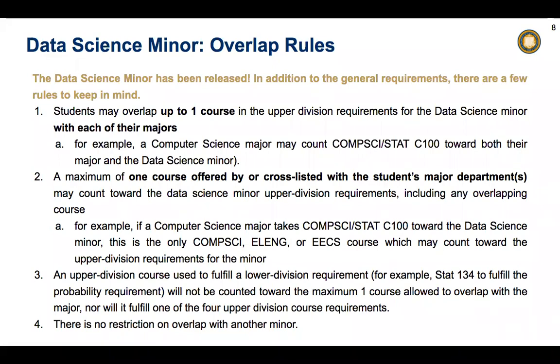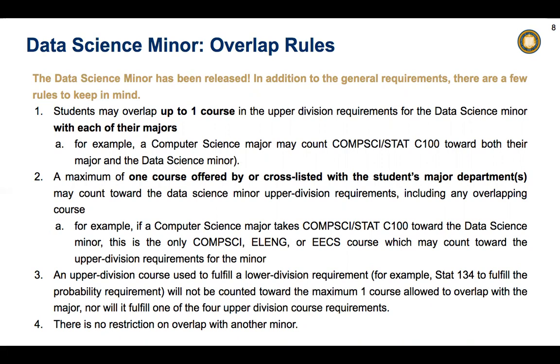And the second requirement is that a maximum of 1 course offered by or cross-listed with the student's major department may count toward the data science minor requirements, including any overlapping course. So similarly, if a computer science major is taking Stat C100 for the data science minor, that's the only computer science or electrical engineering course that may count toward the upper division requirement for the minor.